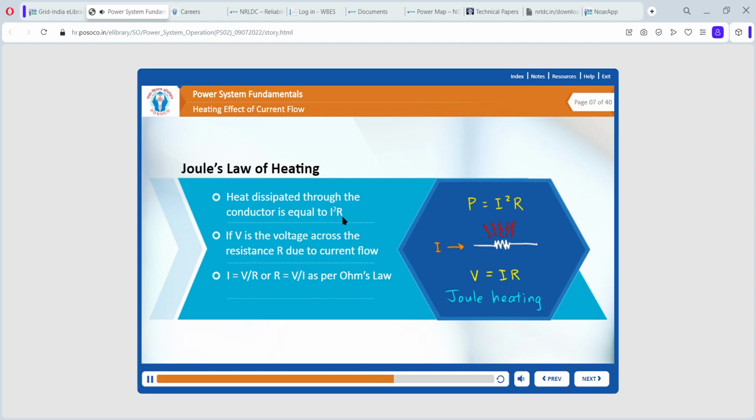square of the current. If voltage of transmission line is increased, less current is required for transmitting same amount of power. So, heating loss reduces with increase in voltage level of transmission line.